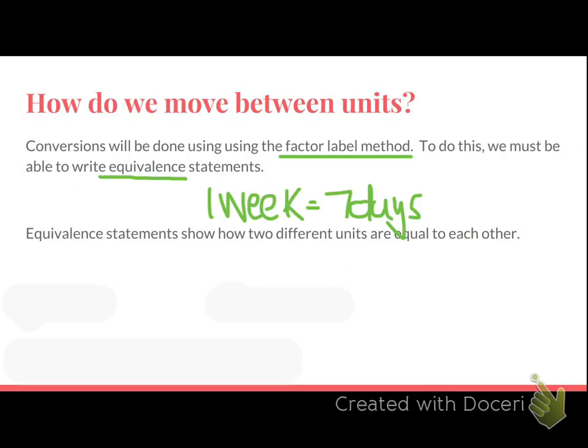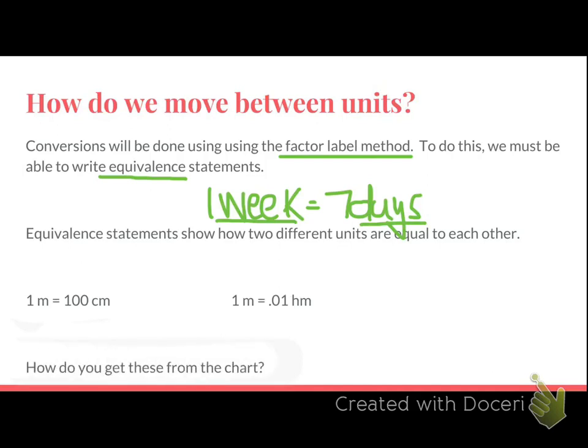So we are all familiar with that 1 week is 7 days. That's an equivalence statement. These two values are different units of measurement, weeks and days, but they are still equal to each other in their value. So just some other examples. 1 meter is equal to 100 centimeters. 1 meter is equal to 0.01 hectometers.